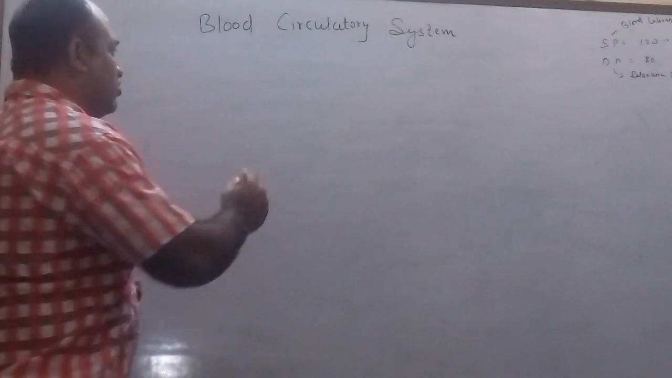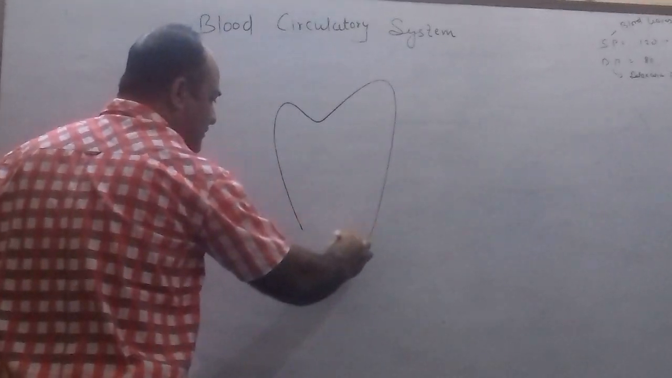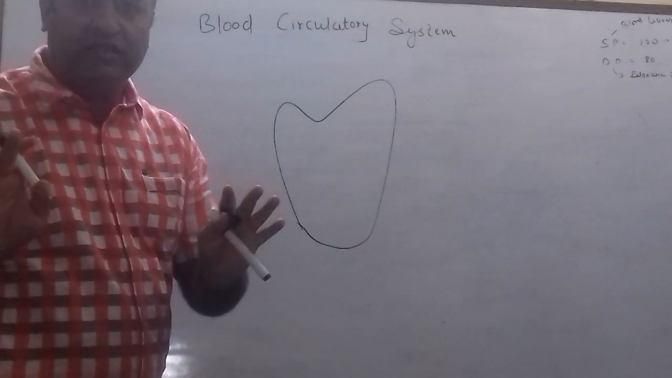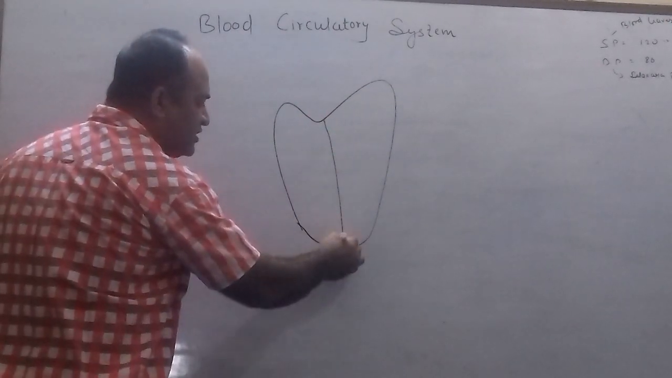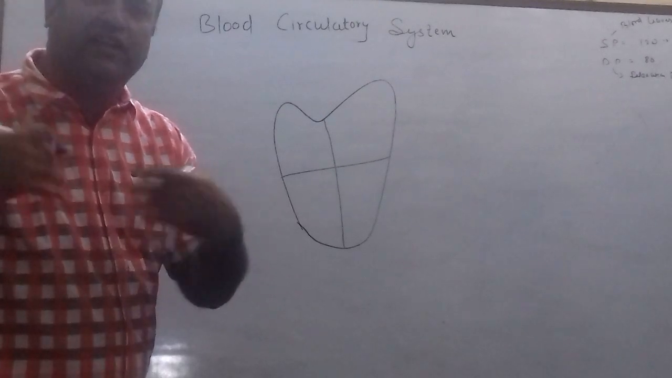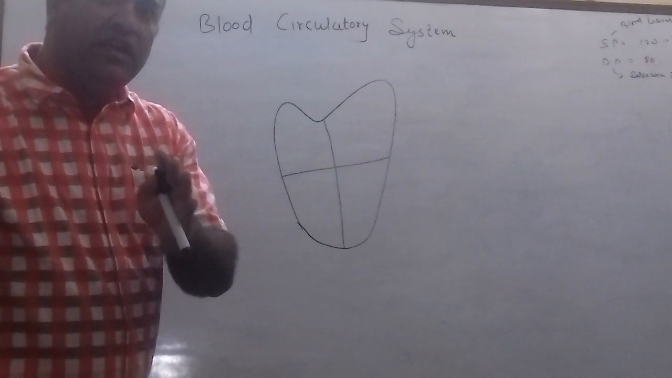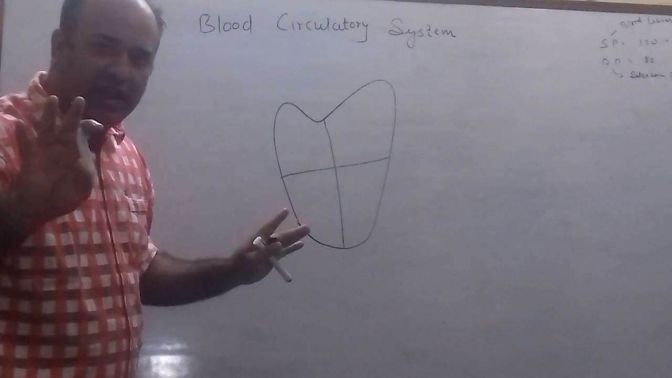As we know, in human beings the heart is divided into 4 chambers. So how will we represent 4 chambers? Like this. This is just the basic idea so that we can come to know how blood flows in our heart. So we have divided our heart into 4 diagrams.